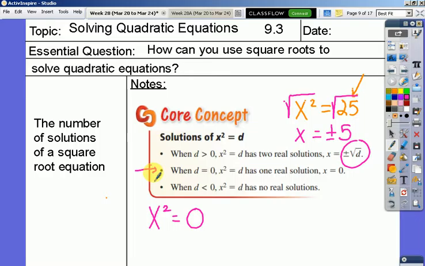Okay, let's say that it's less than 0. x squared equals negative 25. And you think of a real number such that this is true. No. 5 times 5 is 25. Negative 5 times negative 5 is 25. What happens here is that you have an imaginary solution. So it has no real solution. It has solutions, they're just not in the real number system.